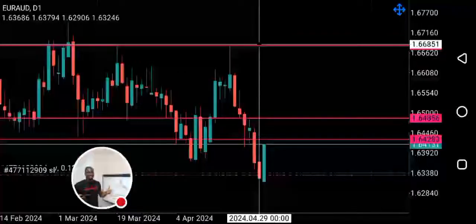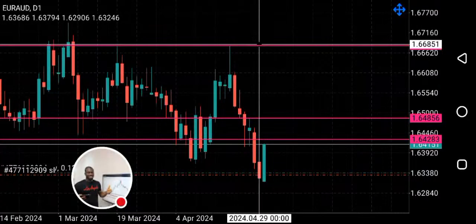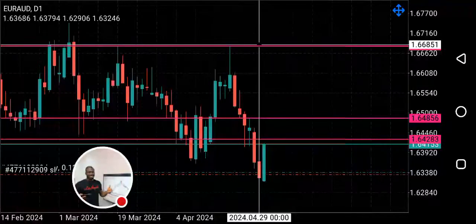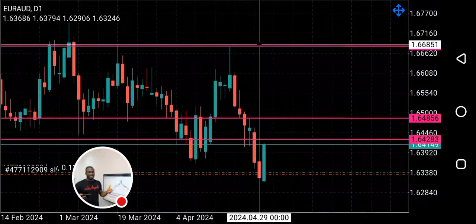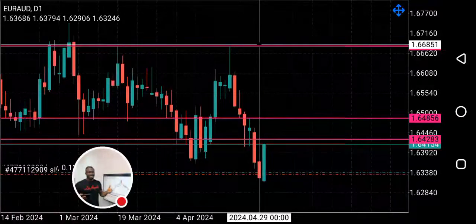Brother, Euro Aussie we must sell. Okay, if that's what you're saying, if you're saying Euro Aussie to be bearish, cool. Just wait for your setup before you sell. But with what we're seeing on the chart now, you cannot sell Euro Aussie.